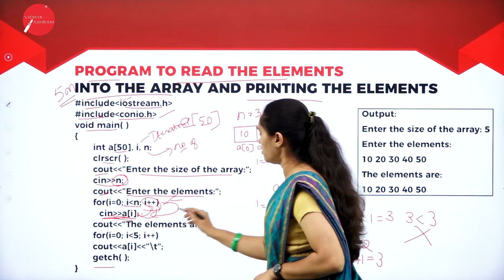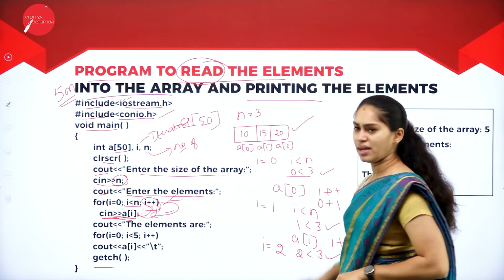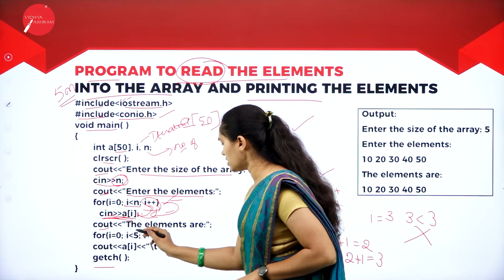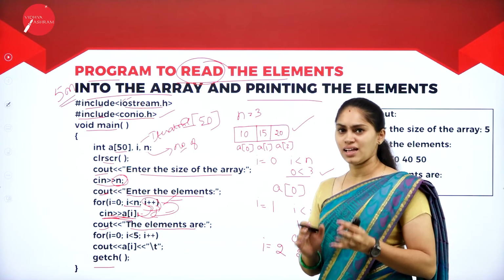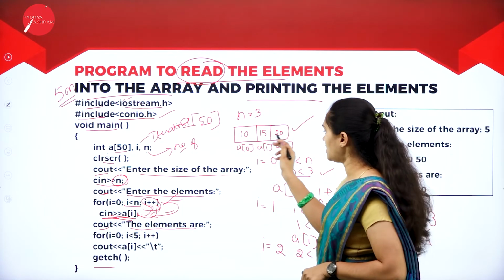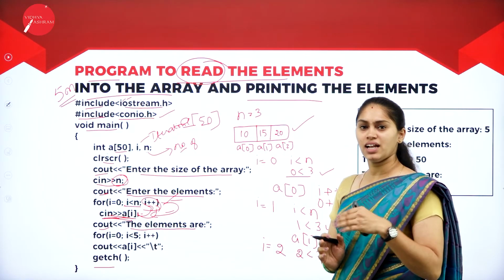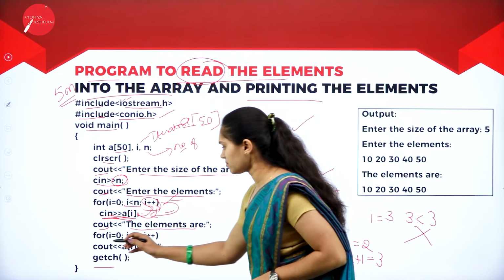That means we are done with reading the elements into the array. So this got over. Next, now I have to display the elements of an array. I have taken 3 elements, 10, 15, 20. They have to be displayed on a screen. Then how are we going to do that? By making use of a cout statement.